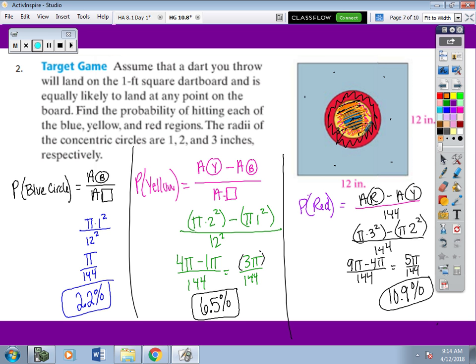But if I just wanted to find the probability of this region, how can I find this? Mira? The area of the whole thing minus the area of the whole rectangle. Good. You take the area of the whole rectangle, which is 144, and subtract the red circle, which would be pi times 3 squared, the whole red circle.